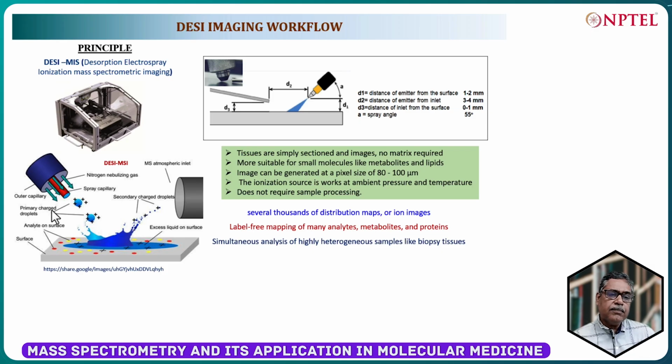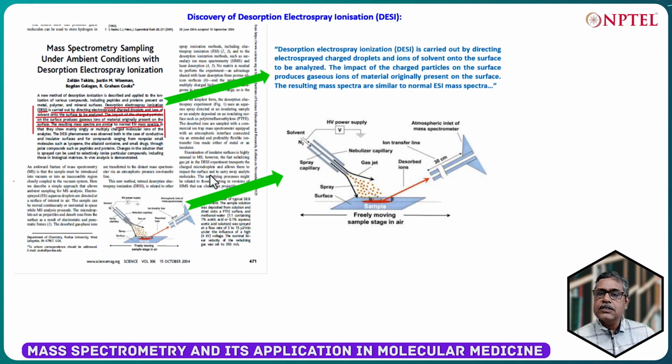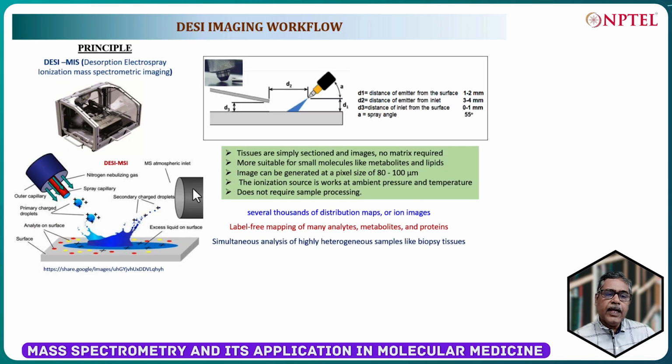So, these are primarily charged droplets that are coming out from the spray, and high voltage is applied here, about 5 kilovolts, and that is what we saw in this picture. This high voltage is applied, and then these charged droplets come and hit the surface, causing the ions from the analyte to come off the surface.